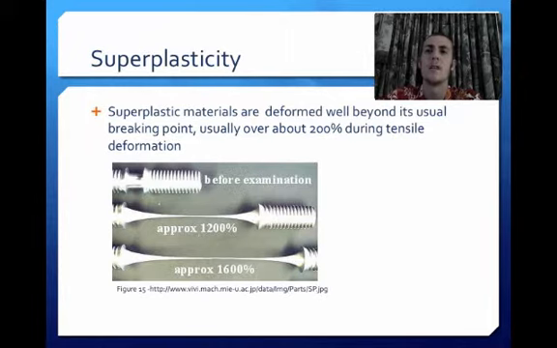Superplasticity is the phenomenon of extraordinary ductility exhibited by some alloys with extremely fine grain size, when deformed at elevated temperatures and in certain ranges of strain rate. Superplastic materials are deformed well beyond their usual breaking point, usually over about 200% during tensile deformation.